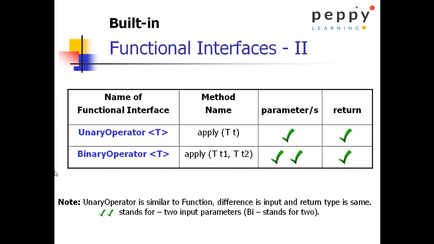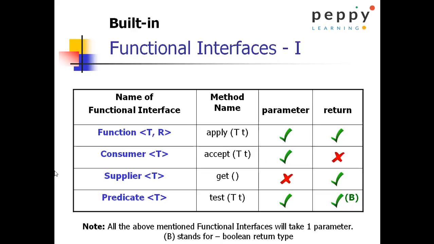So you have to remember these four core interfaces. This is what gets combined with other values. Function will take a parameter and return a value. Consumer will accept a parameter, doesn't return anything. Supplier doesn't take an input parameter but returns a value. Predicate will take an input parameter but returns Boolean.